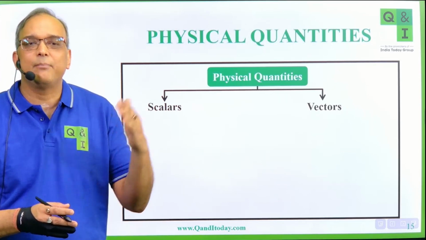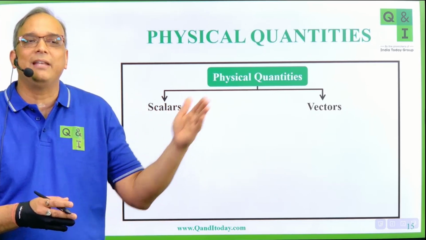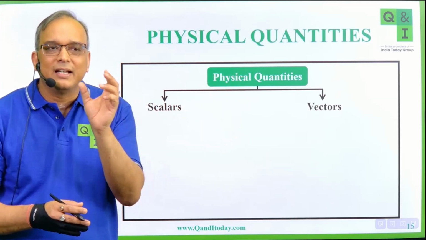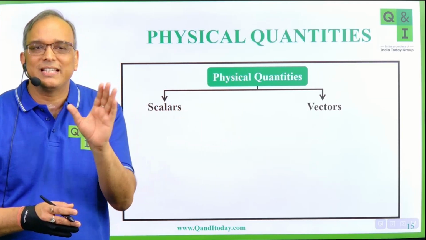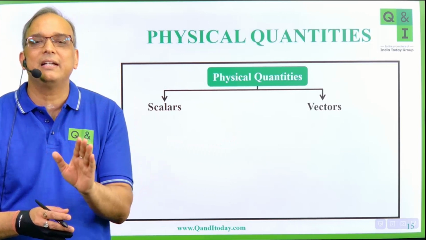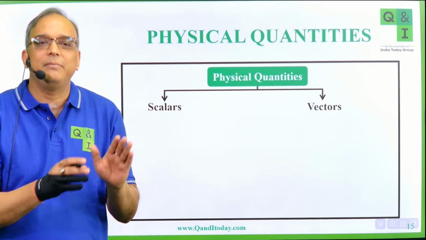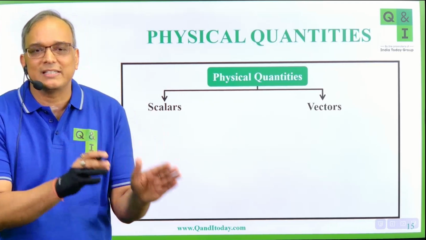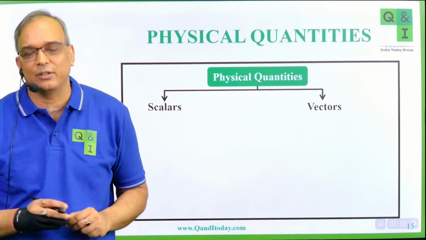Similarly, when I say a body is moving with a speed of 10 meter per second, because here we are only mentioning the speed, right? So it is a scalar quantity. We are only mentioning the magnitude here. So 10 meter per second is the magnitude, and when you only mention magnitude, it is a scalar quantity. So speed is a scalar quantity.